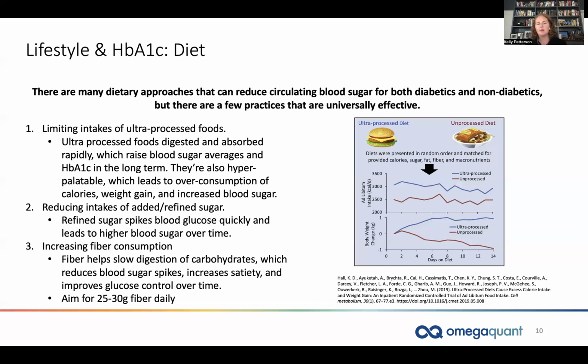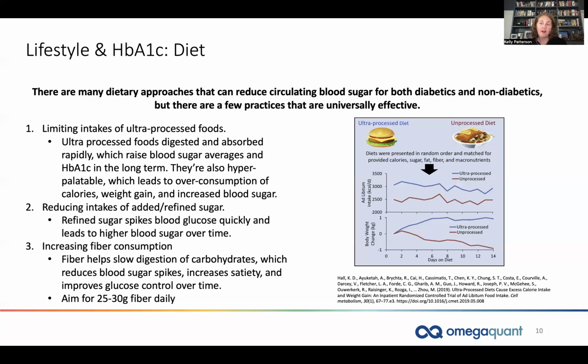The next thing would be increasing your fiber consumption. Fiber helps slow the digestion of carbohydrates. It reduces blood sugar spikes and increases satiety. All good things. Americans don't eat enough fiber, or people in general don't eat enough fiber, especially if you're on the standard American diet or a westernized diet. We don't eat nearly enough fiber.